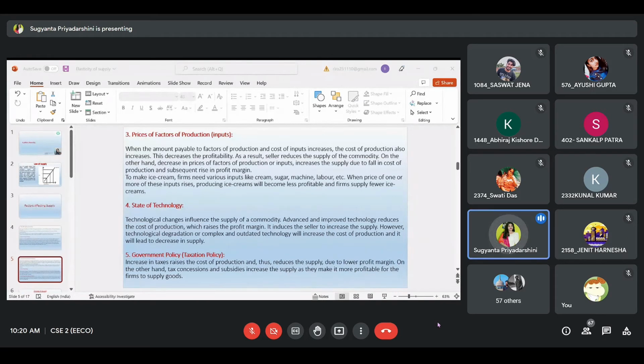Clear to everyone? What are these factors of production? Yes, ma'am. Tell me, with the increase in prices of factors of production, what will happen to your quantity supplied? Decrease. Yeah, decrease, Swati. Ma'am, decrease, because the producer has to spend more money on production.